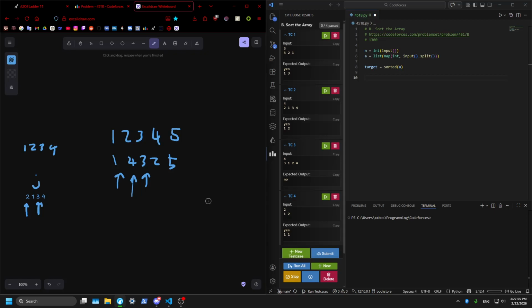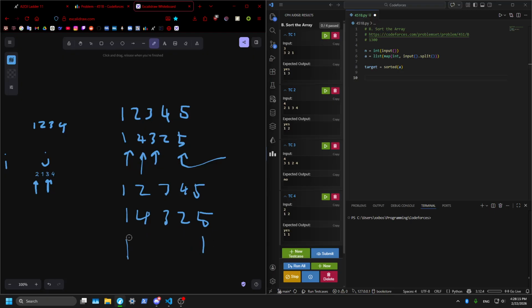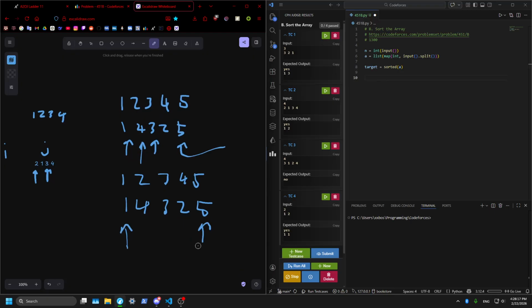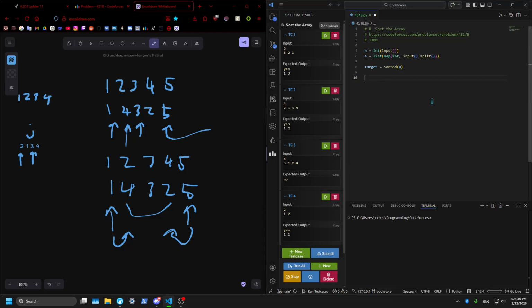So I guess what you could do is start from the back, right? You can use 2 pointers. 1, 4, 3, 2, 5 versus 1, 2, 3, 4, 5. Start from the back. Same, move on, different, stop. And then this is our segment. And then we reverse these, and if they're equal, print yes, else print no.